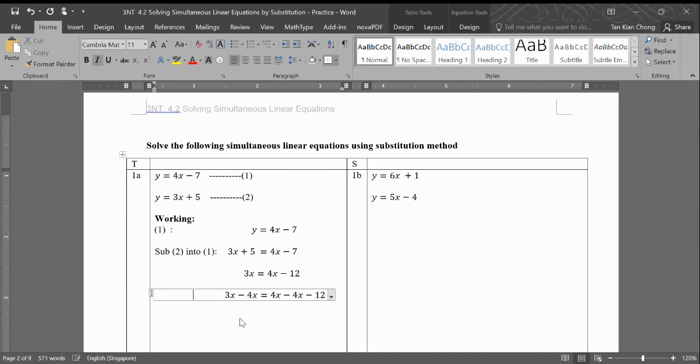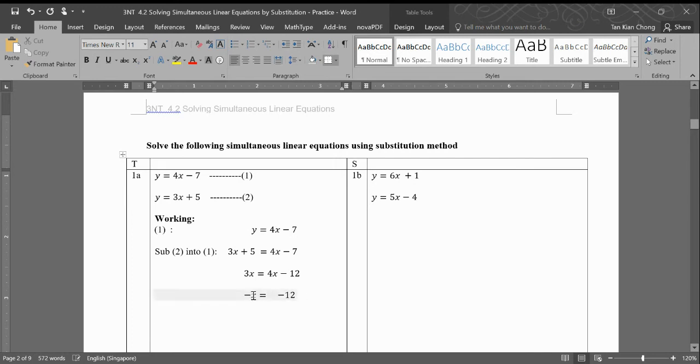Now why did I do that? Because 4x minus 4x gives us 0. Now what about 3x minus 4x? This is where you key into the calculator 3 minus 4, and it gives you negative 1. So negative x equals to negative 12.